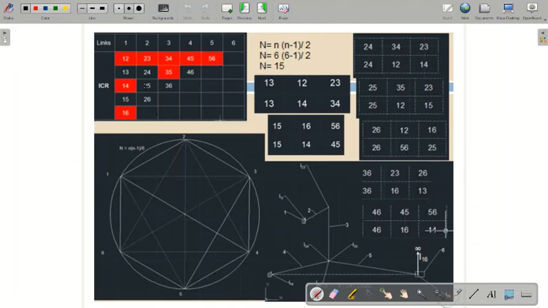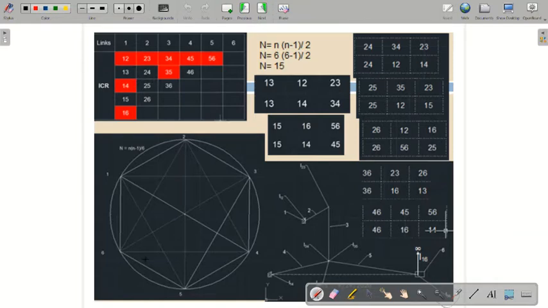So how many centers do we still have to find? 2, 4, 5, 6, 7. Still 7 centers we have to find. First let us find 1 3.